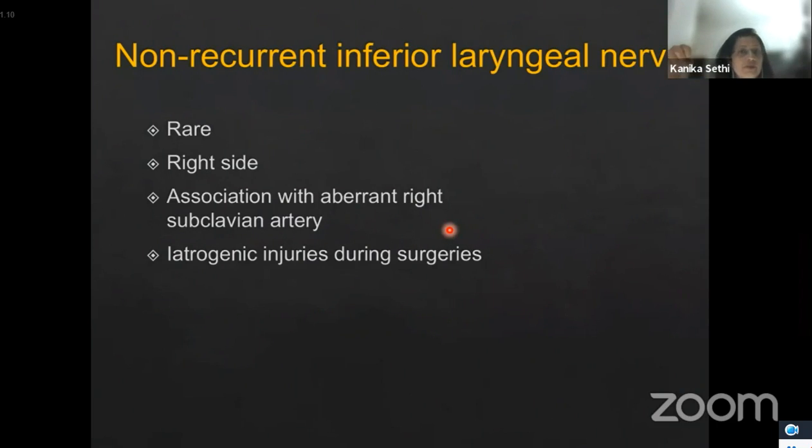So whenever you are looking at an aberrant right subclavian artery, when you are reporting it and the patient has to go for any neck surgery, you must tell the surgeon that this is associated with a non-recurrent inferior laryngeal nerve, because it can cause iatrogenic injuries during surgery if it is not communicated to the surgeon.